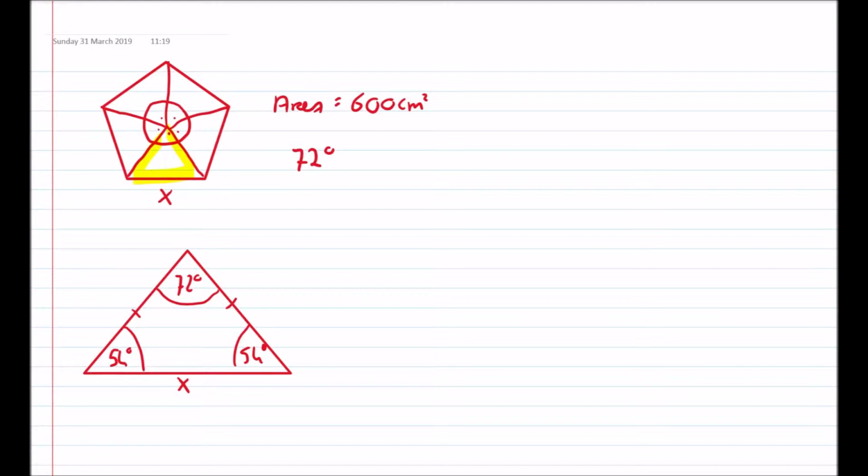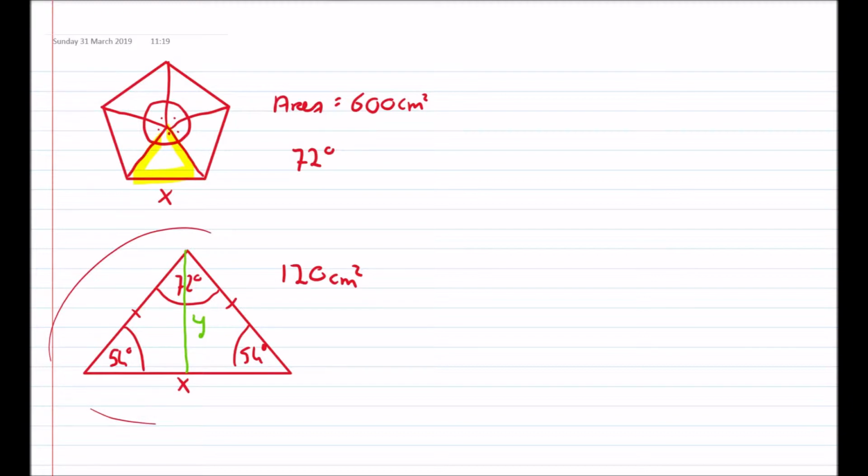Now here's what I'm thinking. I know I could find the area of this triangle very easily. The area of the whole lot, or 5 of them, is 600. So the area of one of them is 600 divided by 5, which is 120 centimeters squared. Now if I could just get the height of that, I could use my half base by height formula to work back and see what this height actually is. So I'm going to call that height y. Let's see if I can find it.